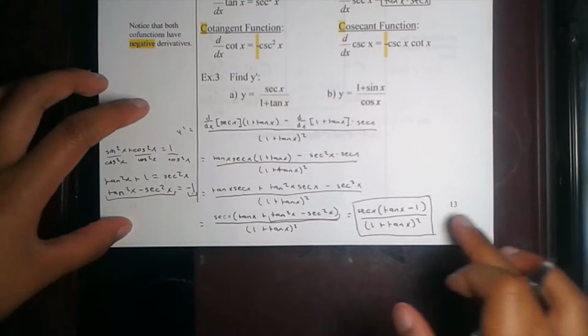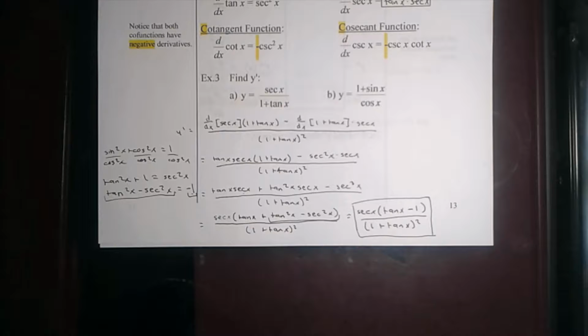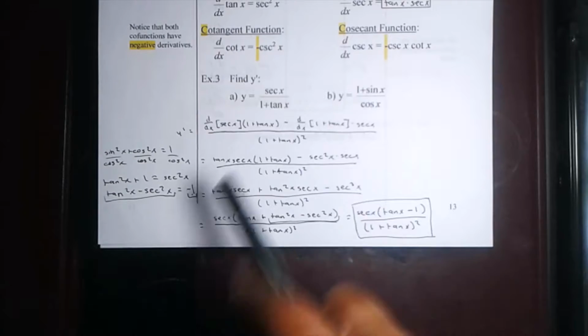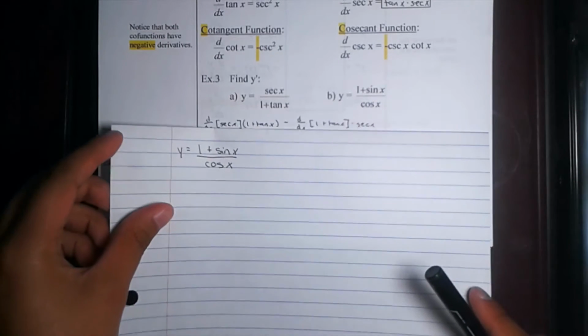It could come in different forms, but this is one of the equivalents. So for the next problem, part B, it wants us to find a derivative for 1 plus sine over cosine x. And so I'm going to do it on a separate sheet of paper since this part is filled.